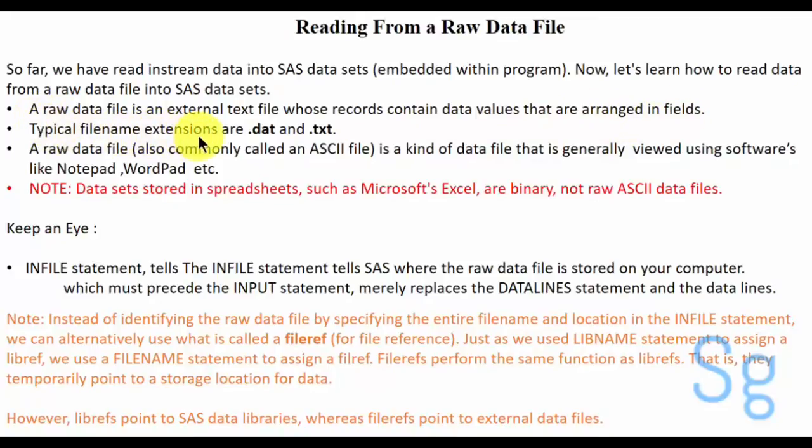Typical file name extensions are .dat and .txt. A raw data file, also commonly called an ASCII file, is a kind of data file that is generally viewed using software like Notepad, WordPad, etc. Note: datasets stored in spreadsheets such as Microsoft Excel are binary, not raw ASCII data files.